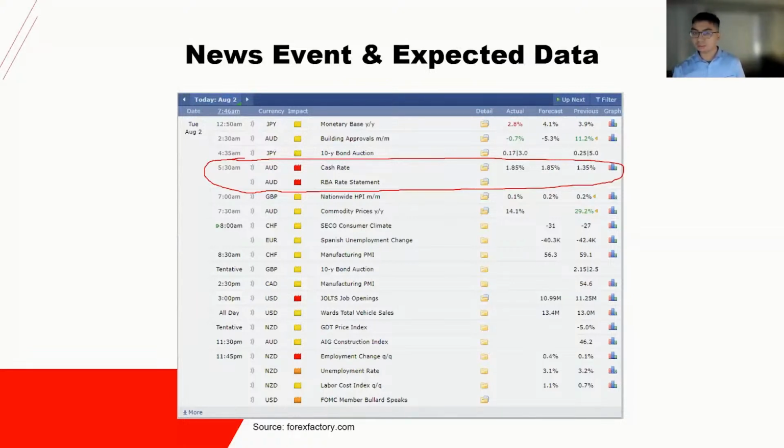Okay, secondly, moving on to the expected data part. News events and expected data releases can provide valuable insights into the health of an economy. These indicators can help traders understand how a country's economy is performing and whether it is growing or contracting. Traders can use this information to make informed trading decisions, such as deciding whether to buy or sell a particular currency.